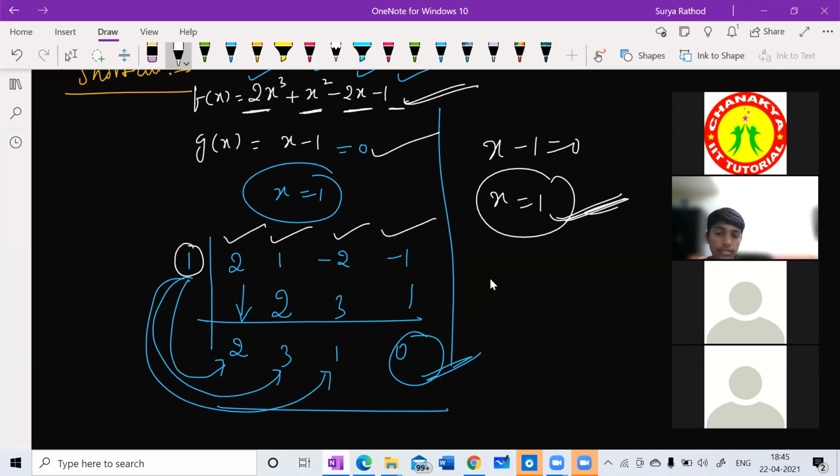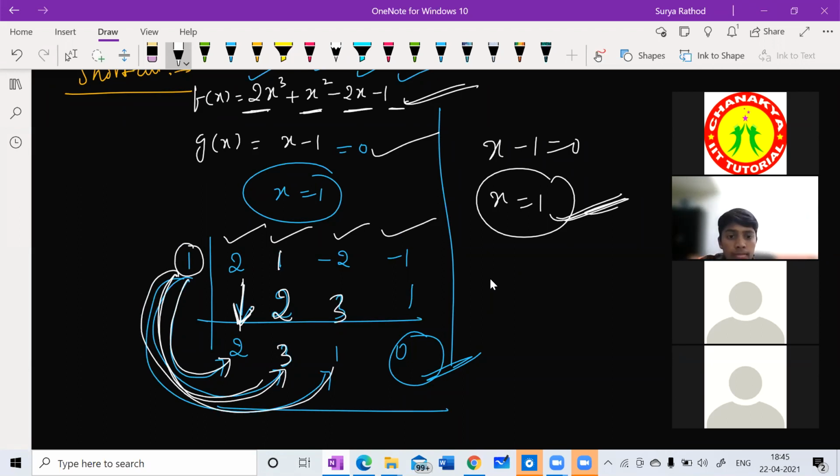First and foremost, I'll write this 2 as it is here. 1 into 2, I'm writing here 2. Again this 1 into 2, I'm writing here, 1 plus 2, 3. Again 1 into this 3, I'm writing here. Again adding, minus 2 plus 3, 1. Again 1 into 1, 1. So plus 1 minus 1, 0.